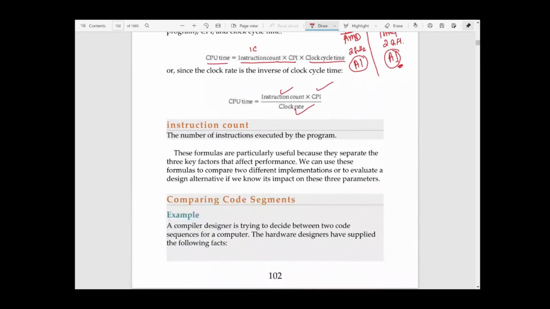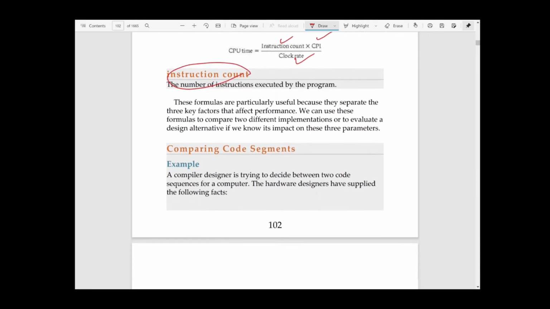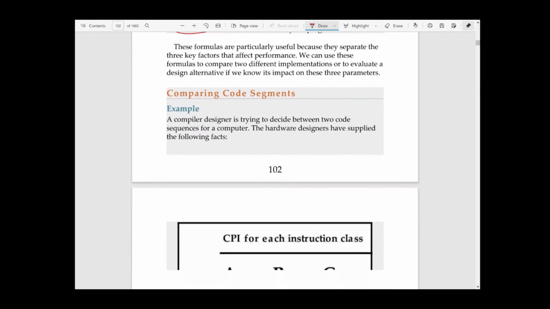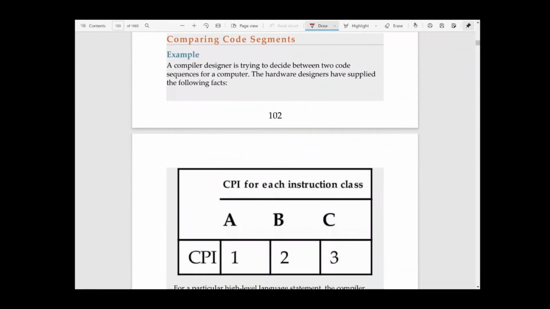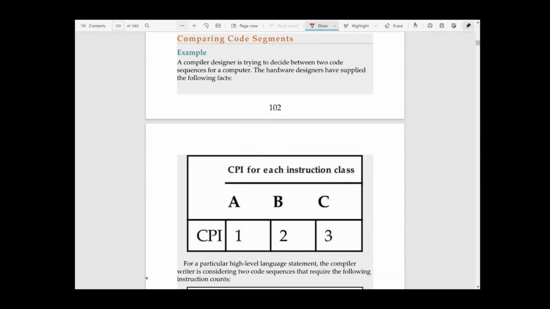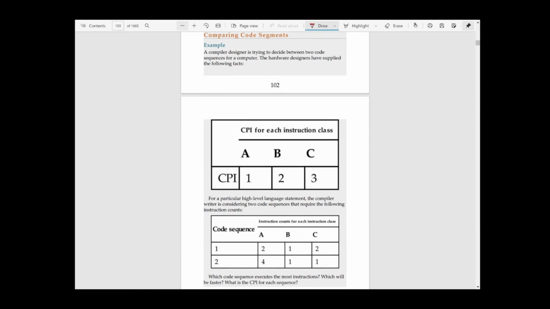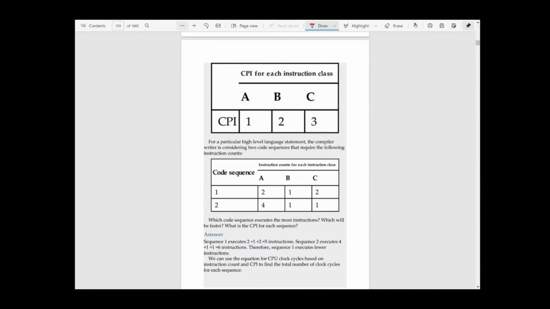I think all these things that I have explained here are also written in these sections. Please read this entire section and try to understand this concept, what is called instruction count. I have already explained. Okay, now let us go for this interesting thing. For this, let me zoom out so that both pictures are available. Yeah, both pictures are available here.